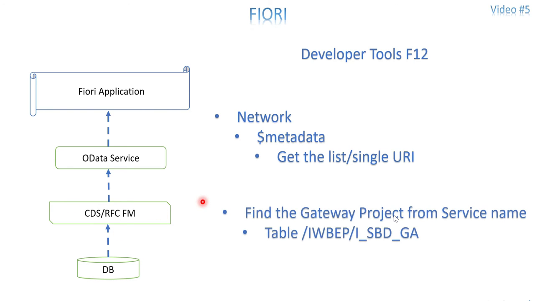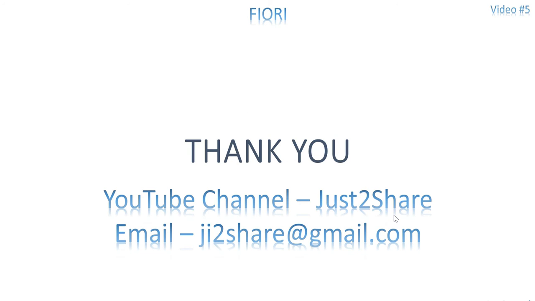We also have a table where we can identify the gateway project. This is one of the ways to identify a gateway project for a service, which is very important. Once you have a service, you need to get the project. Only then can you dig further down into the DPC class or MPC class, whatever is required. So we need to identify the project name, and for that you can use the table to find the project name of your OData service. That's it. Let me get into the system.